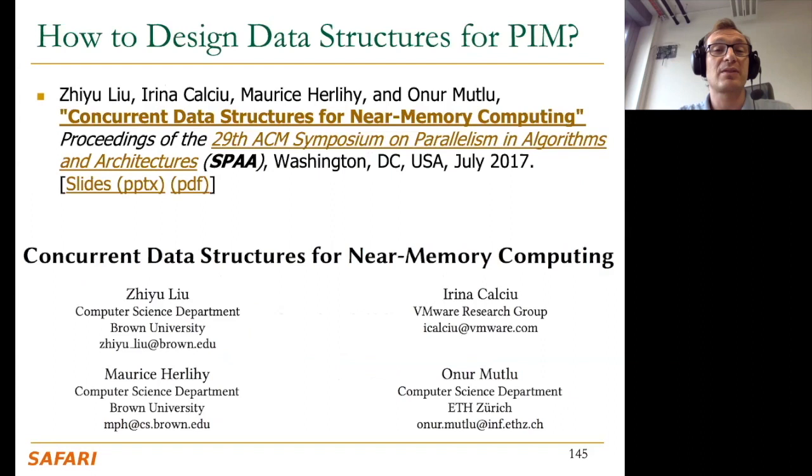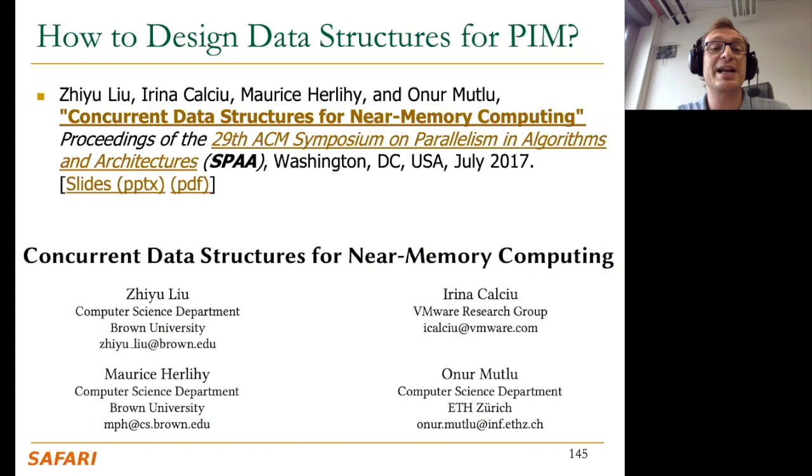How to design data structures for processing in memory is another issue. The programming models and data structures need to be tackled. You can take a look at this paper that looks at how to design concurrent data structures. If your data structures inside a multi-core engine are concurrent, that's fine. But if your data structures in the near data processing engine are not concurrent, you can actually lose performance.